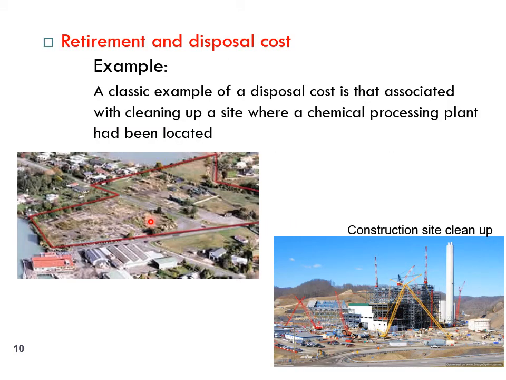As an example, we can consider the cleanup of a site where a chemical processing plant had been located. So you need to clean up the site. You also need to clean up a construction site. You construct a building, and in order to construct that building, you need all those cranes, spare parts and equipment. When you finish the construction, you need to clean up all these. They are also called retirement and disposal costs.